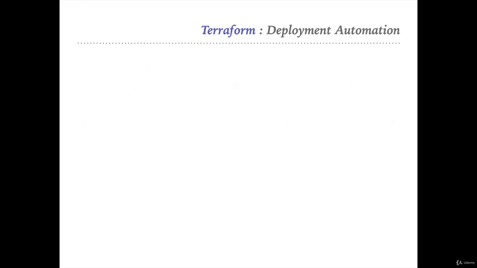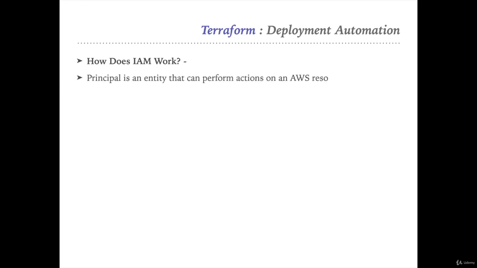Let's see how IAM works. We are going to discuss how IAM works in AWS. The first component is the principal. A principal is an entity that can perform an action on an AWS resource. So any entity that wants to perform some action on an AWS resource could be the principal. That could be a user, a role, or an application itself.